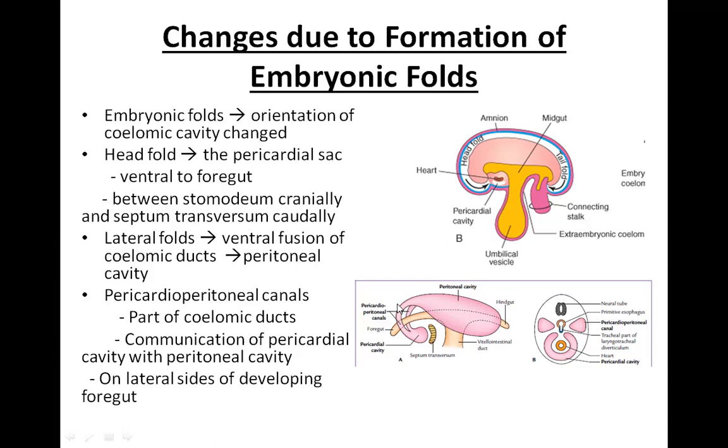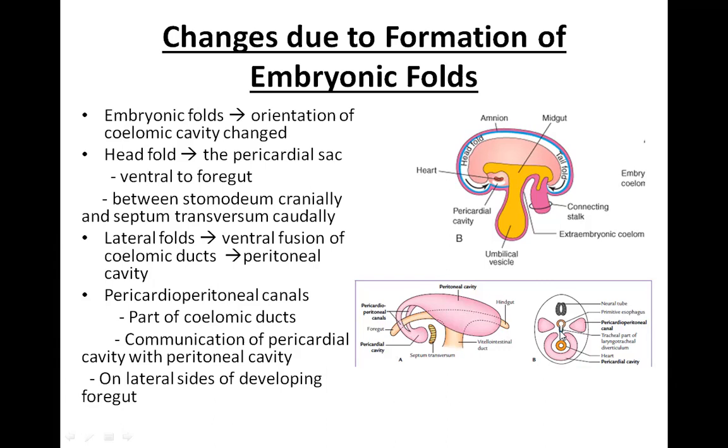Now there are two pericardio-peritoneal canals. They are communicating this primitive pericardial cavity to this peritoneal cavity, and they are present on the two sides of the developing foregut. Okay, you have to keep this in mind because these are the future pleural cavities, as lung bud will appear over here and it will invaginate into these pericardio-peritoneal canal. Over here you can see this one is the foregut.